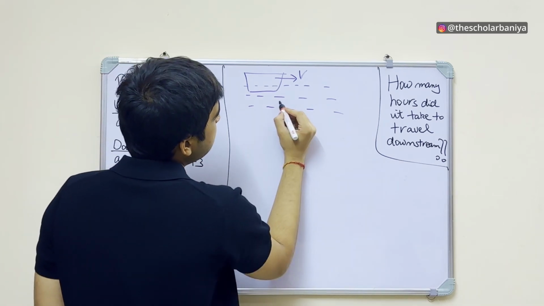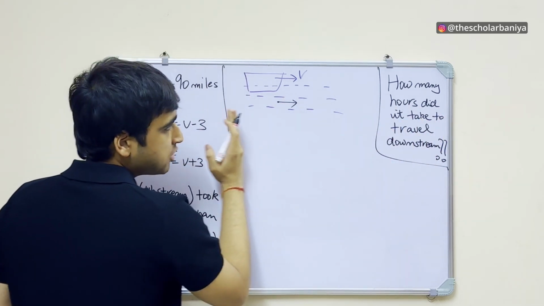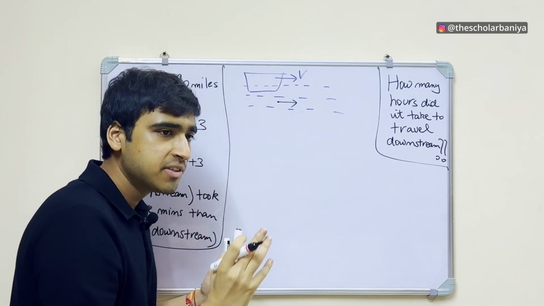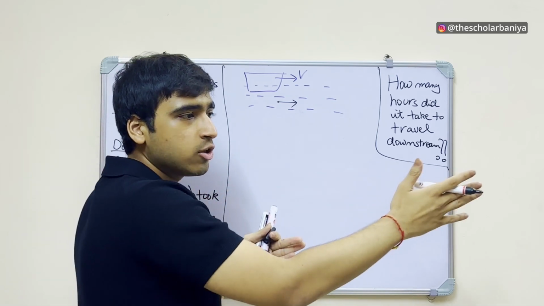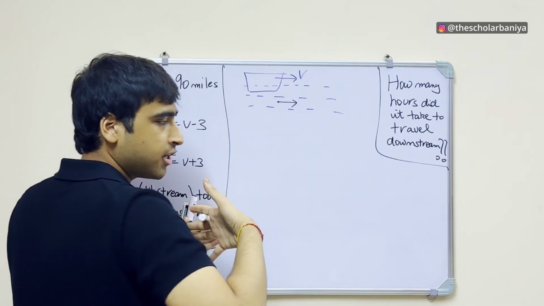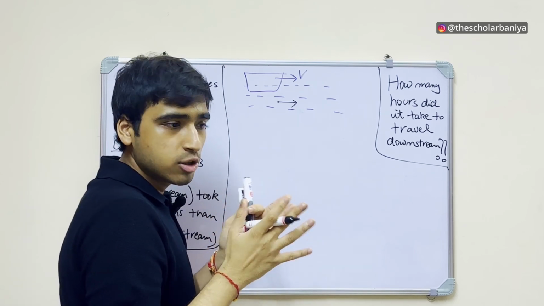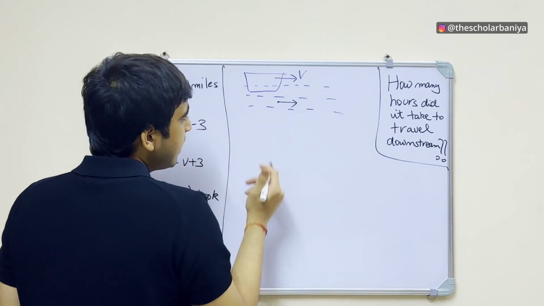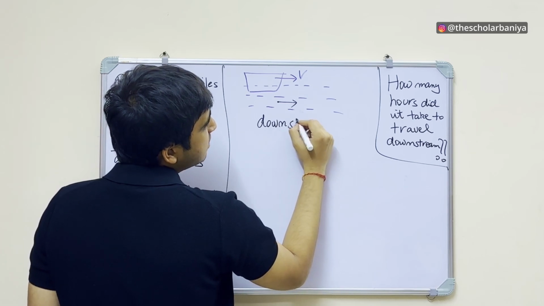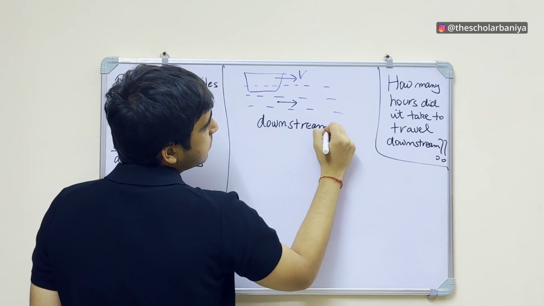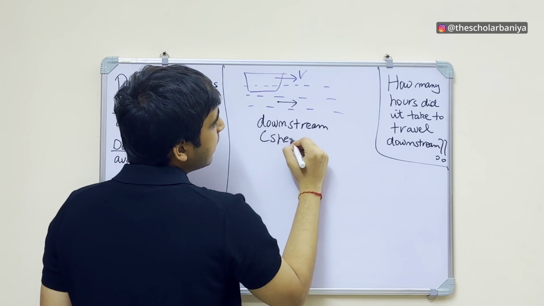When water flows in the same direction, so the boat is going towards the right, the water is also going towards the right. Obviously their speeds get added up. So the boat will go very fast. That is the case of downstream, right? So in downstream, the speed adds.